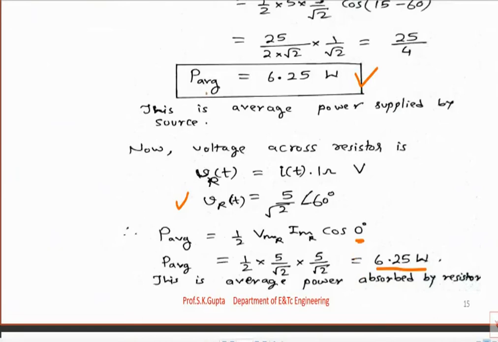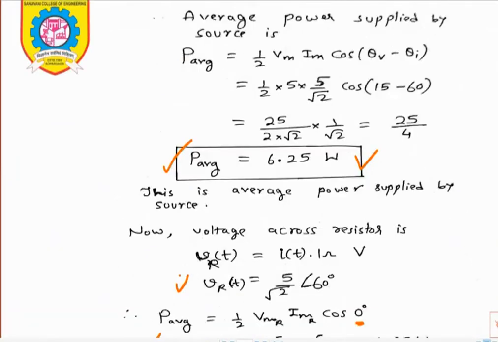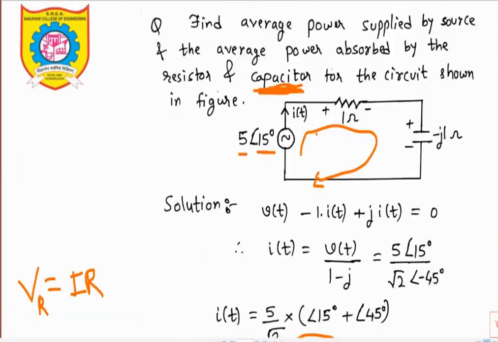So whatever power is supplied by the source, the same is absorbed by the resistor. Average power supplied by the source is equal to power absorbed by the resistor, because there is no other element which can absorb power. Whatever power is supplied by the source will be absorbed by this resistor, because the capacitor always absorbs zero power.